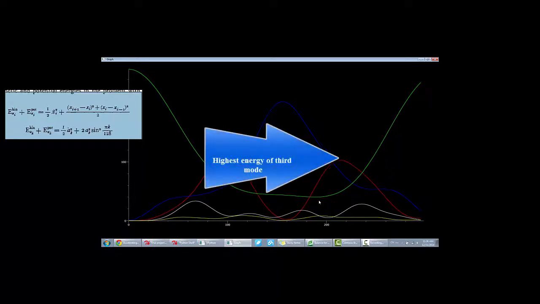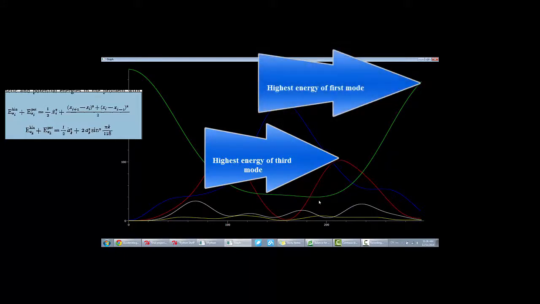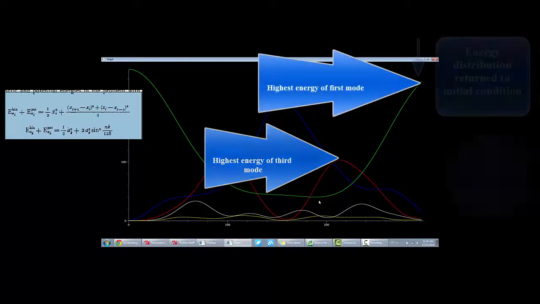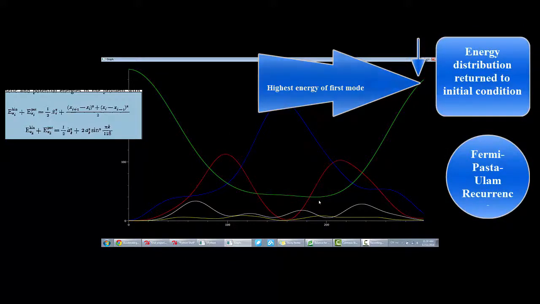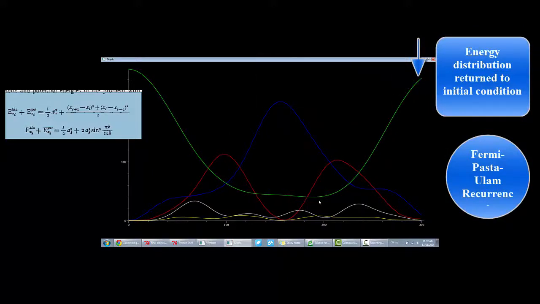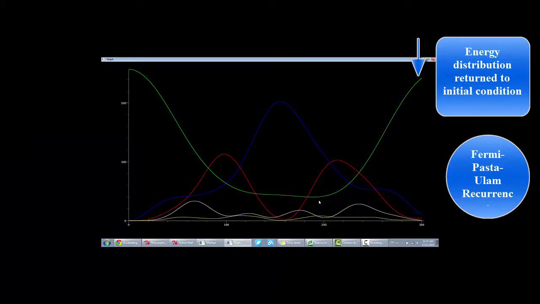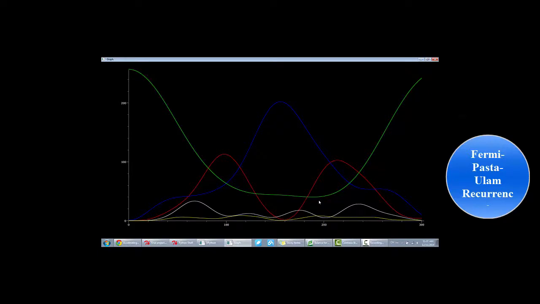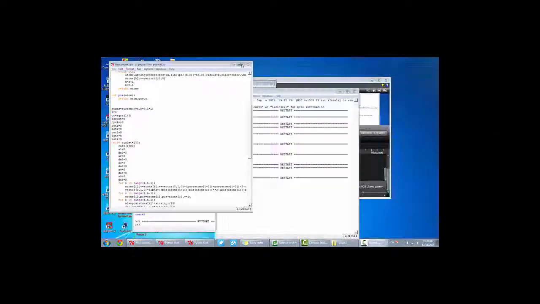From the graph, we can see the highest energy of the first mode is bigger than that of the third mode. More surprisingly, the distribution of energy returned to the initial condition after a period. It is like a table of billiards returning to a triangular shape automatically. This periodic pattern is called Fermi-Pasta-Ulam recurrence.